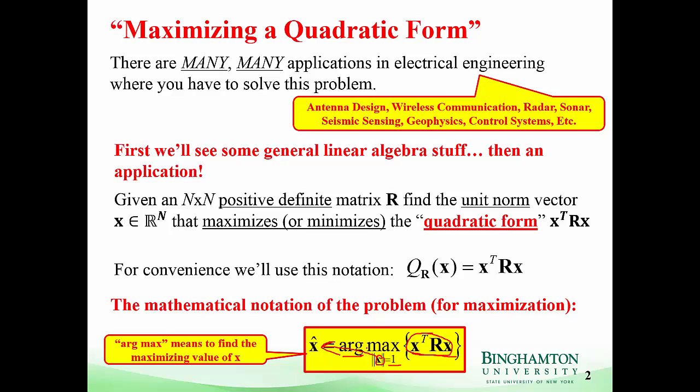So argument we use in math to mean the thing inside a function, and we use it for a variety of other things. So argmax means to find the maximizing value of x. But we have a constraint. So this is a constrained maximization problem.